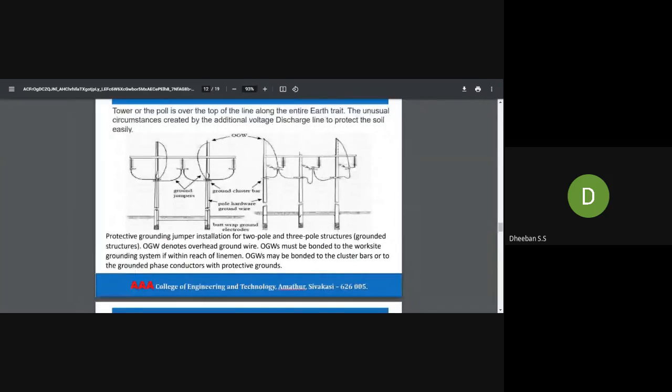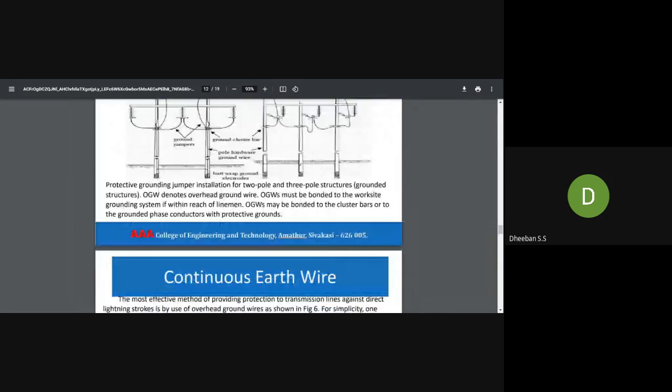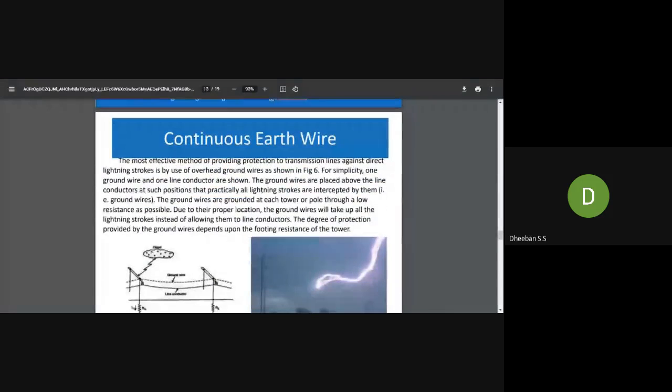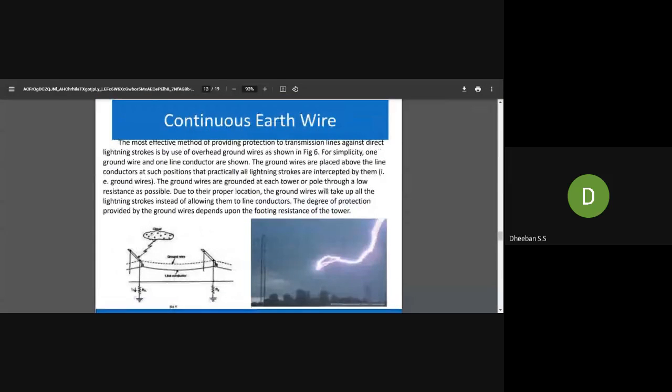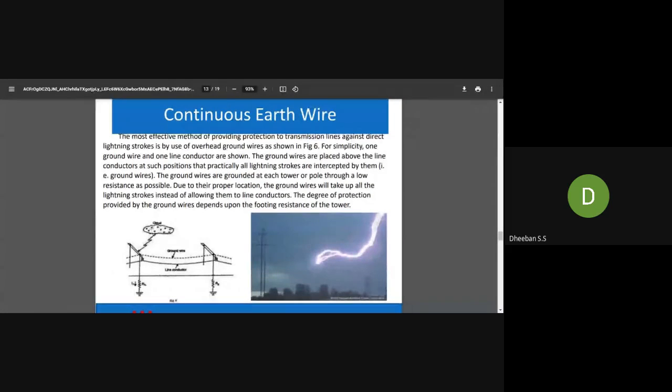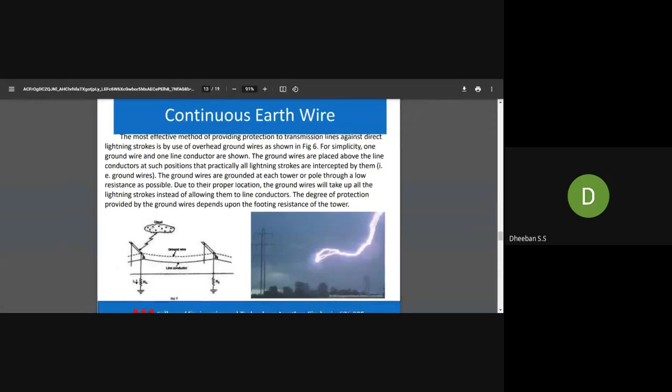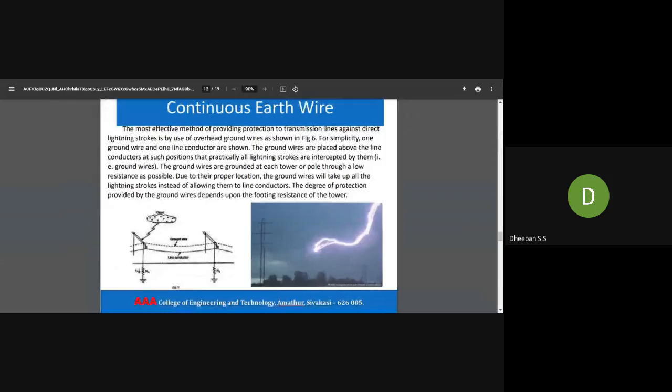So moving on, it also plays a vital role in the protection of the transmission line. Here you can see the ground wires are placed above the line of the conductors. It will also be able to intercept your lightning strokes. So protection from lightning strokes is also possible through this wire.